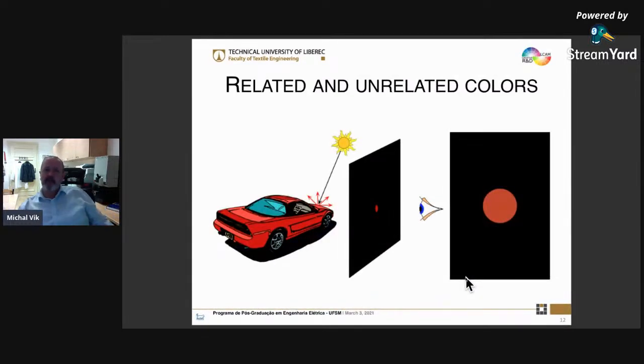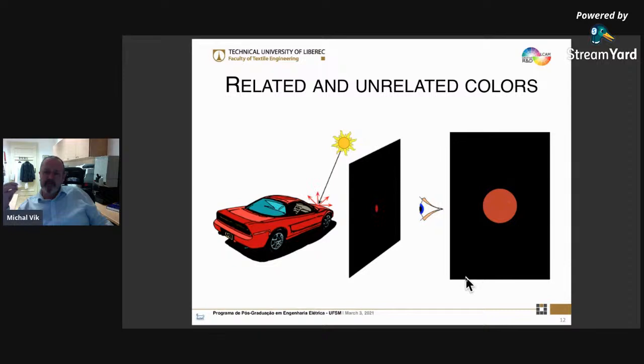If we are thinking about light sources, we need to understand the problem of related and unrelated colors. What do we mean by that? Related colors are typically colors of colored surfaces. For example, in our case, the color of some car.